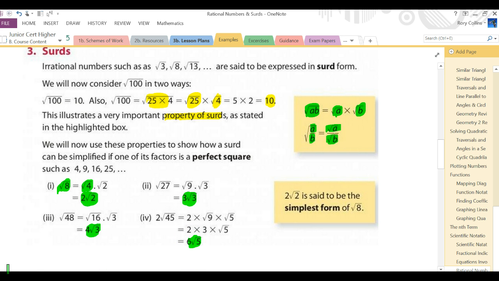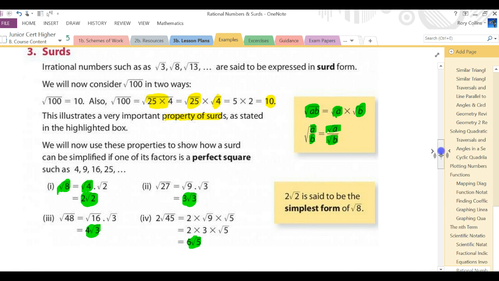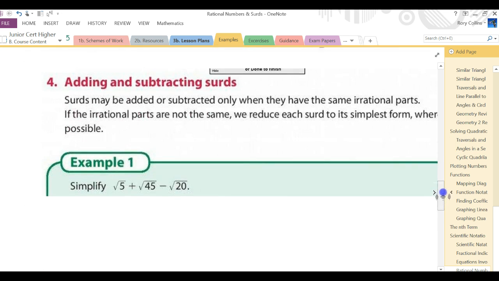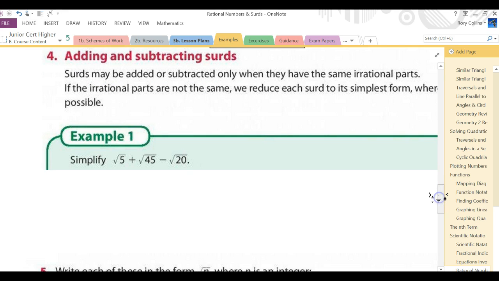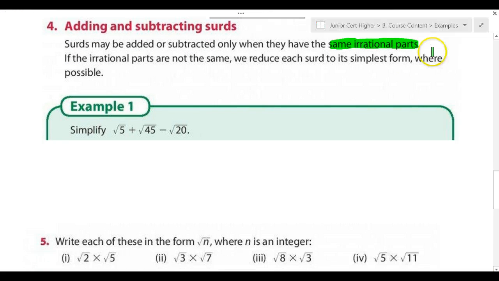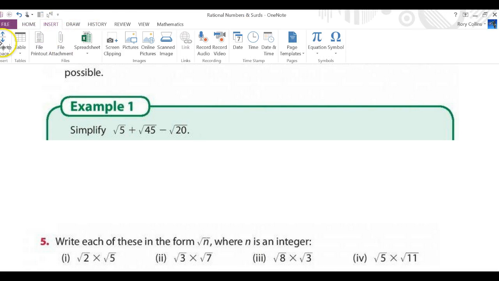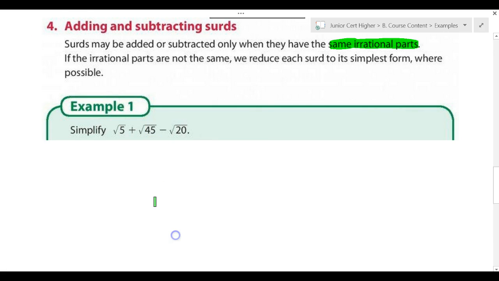We are now going to use these properties to help us answer some questions below. So the first thing we're going to look at is adding and subtracting surds. Surds may be added or subtracted only when they have the same irrational parts. If the irrational parts are not the same, we reduce each surd to its simplest form where possible. Okay, so let's do this example now.